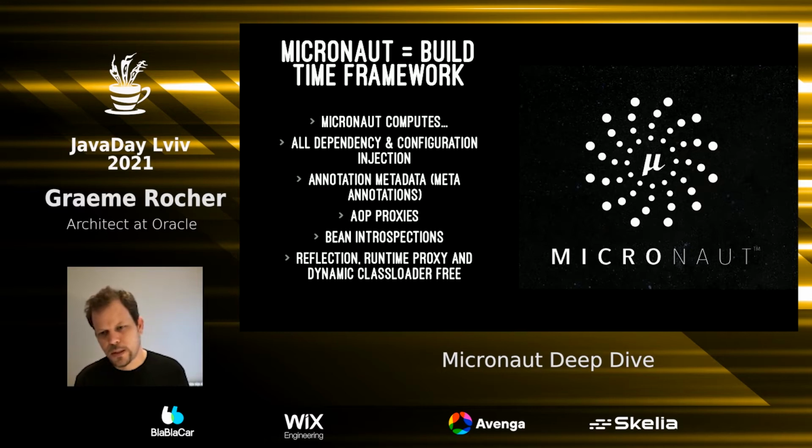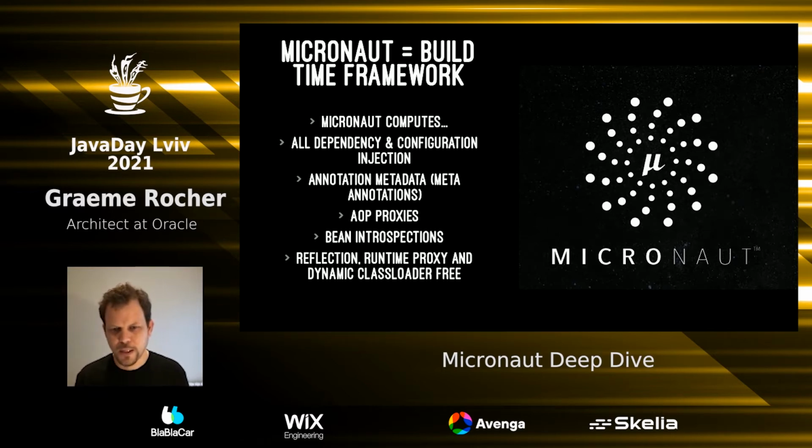And it computes things like dependency injection, configuration injection, all of your annotation metadata. So if you declare annotations on your classes in the framework, Micronaut never references those directly. It actually computes the metadata at build time to work out how to wire together your application. It doesn't rely on any kind of runtime bytecode generation library like ByteBuddy or Javassist or CGLIB to generate proxies for AOP, aspect-oriented programming.